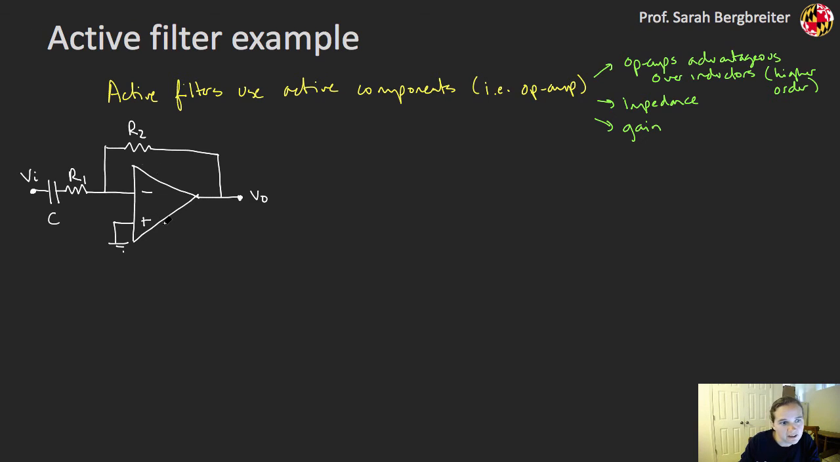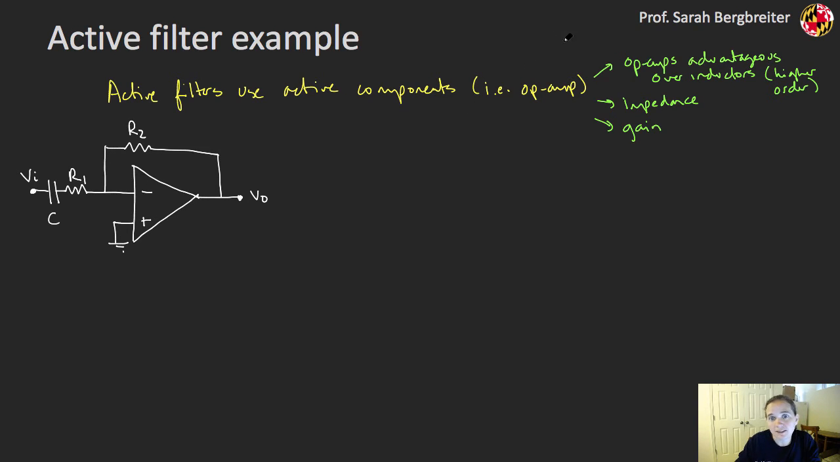In addition to the op-amp, which defines this as an active filter, I have a capacitor that I'm calling C. I have two resistors, R1 and R2, and obviously an input voltage and output voltage. My non-inverting input is connected to ground, and I do have a feedback path from my output to my inverting input, putting this in negative feedback.